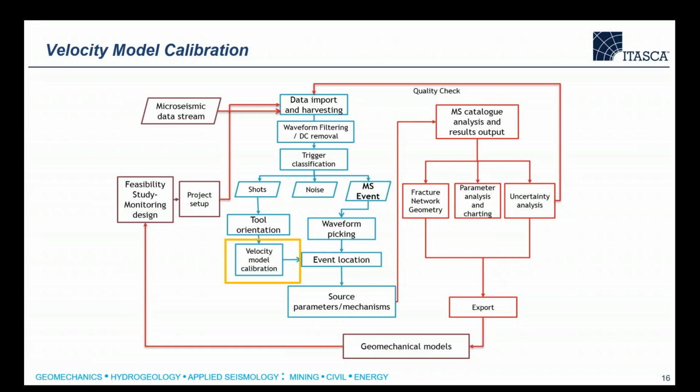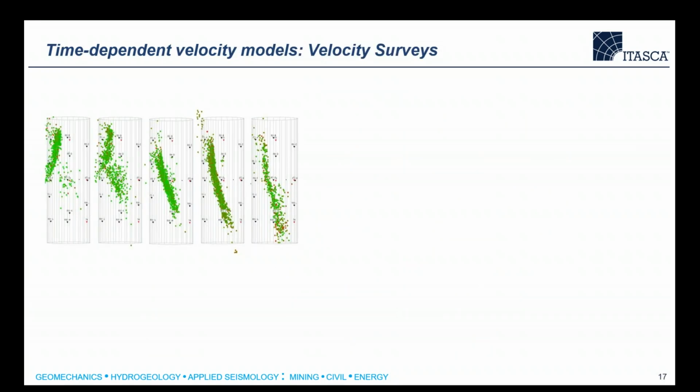our processing, because we don't always start with the correct velocity model. We normally start the processing with a homogeneous model, and then we refine our locations. So next step is calibrating our velocity model. And how is it done?